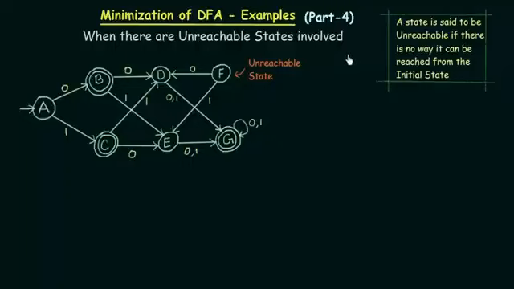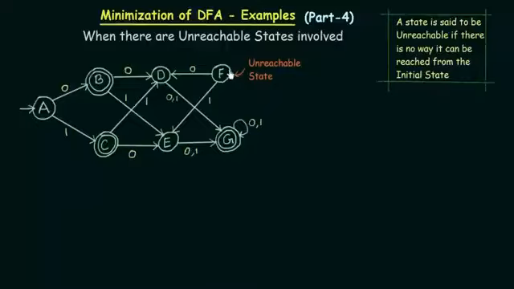In the previous lectures, we have seen different examples of minimization of DFA, and in this lecture, we will be seeing another example of minimization of DFA when there are unreachable states involved. Before we start, let us try to understand what is an unreachable state. A state is said to be unreachable if there is no way it can be reached from the initial state.